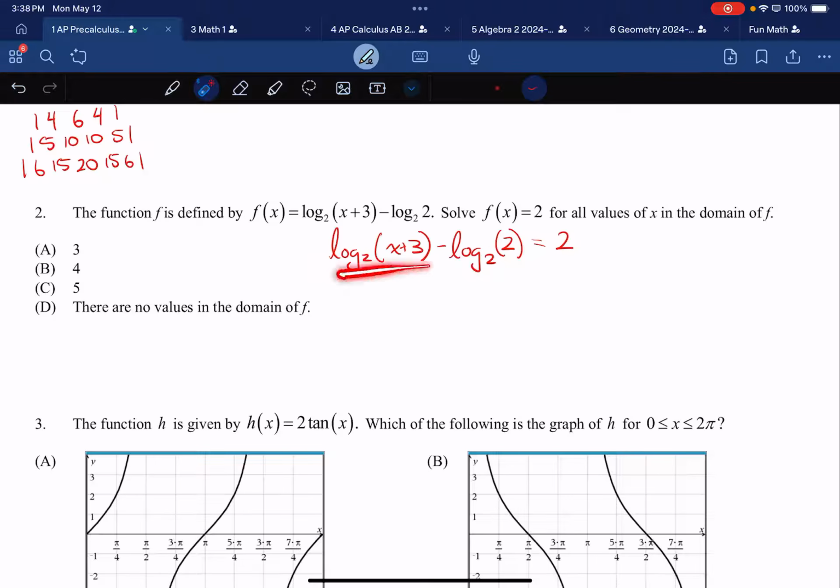So whenever you have 2 logarithms on one side, you want to combine them into a single logarithm using logarithmic properties. Because I am subtracting the outsides, I will divide the insides, and this is going to be still log base 2. The insides are now x plus 3 for the numerator and 2 for the denominator. That's still equal to 2 on the right-hand side.